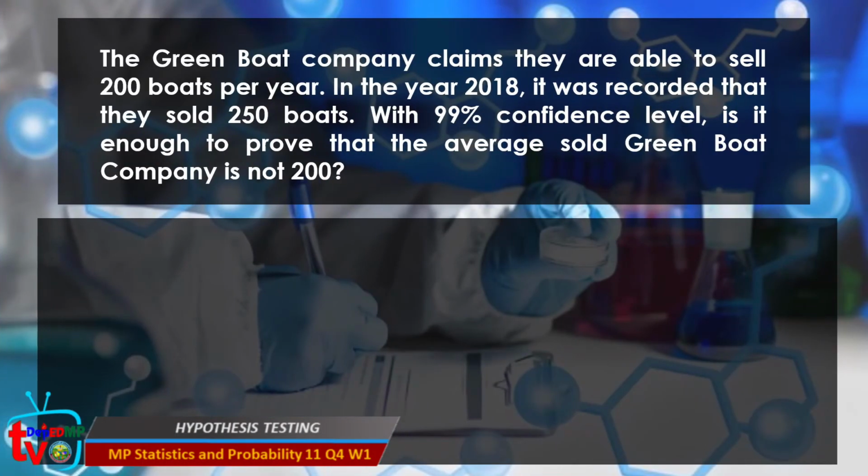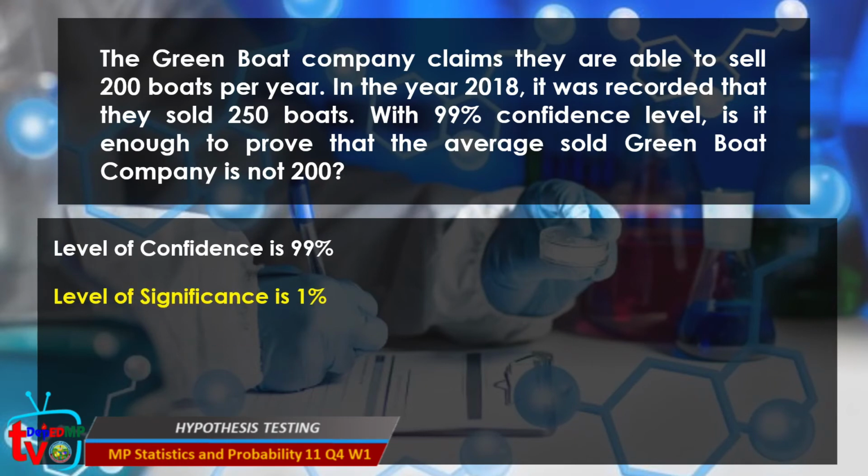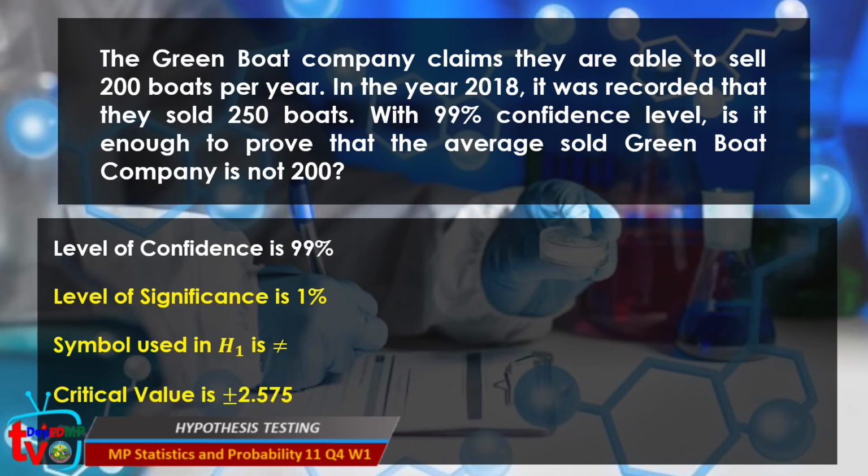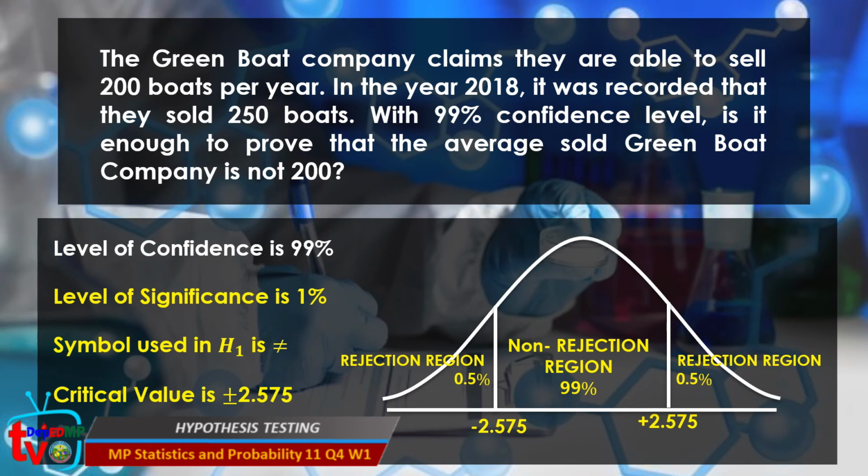Since the level of confidence is 99%, then the level of significance is 1%. Since the alternative hypothesis used a not equal sign, this means that it is a two-tailed test. Therefore, the critical value is positive and negative 2.575. And if we're going to draw a normal curve, we have two rejection regions.